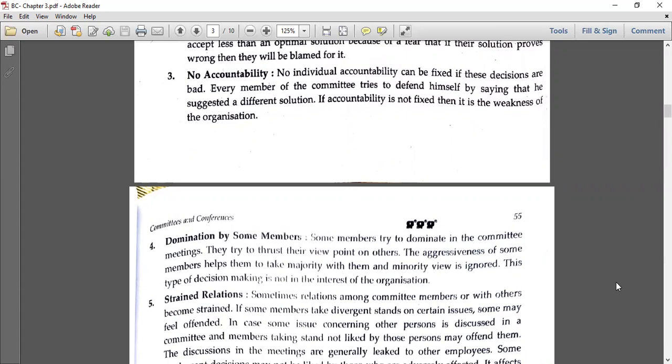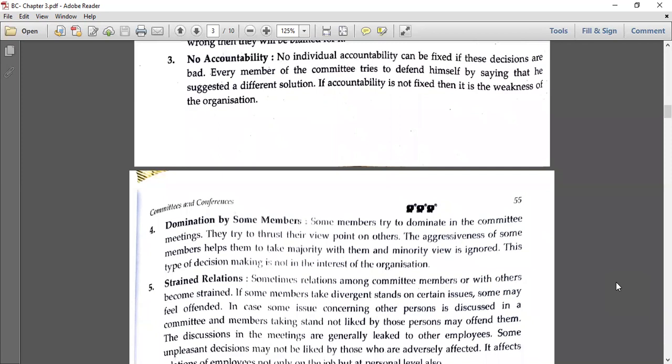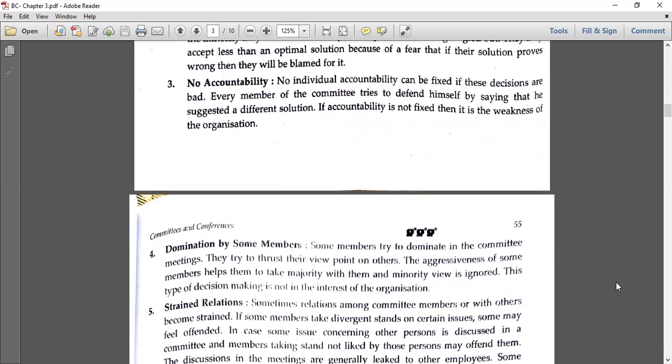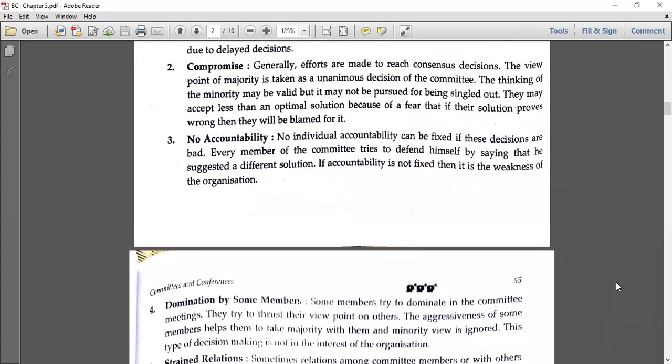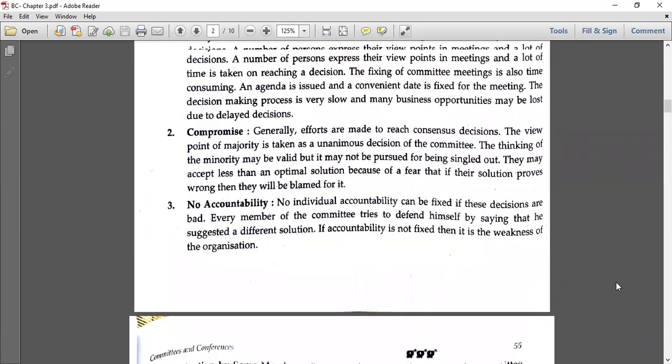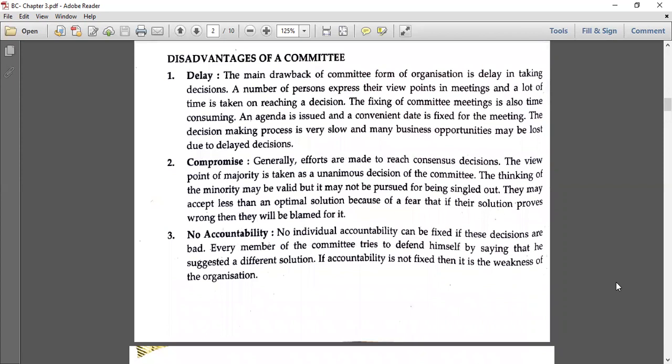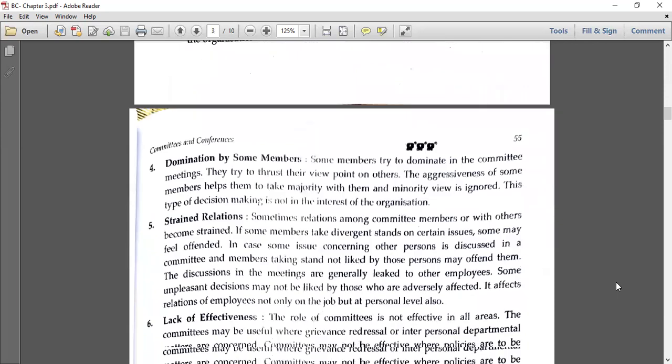That means when a committee's decision is made, the decision is made between those members of the committee, and every member tries to defend his decisions with the help of different kinds of arguments. And if in these arguments accountability is absent, then there is no meaning of being a member of a committee and taking decisions on behalf of the whole organization. So these first 3 disadvantages: delay, compromise, and no accountability.